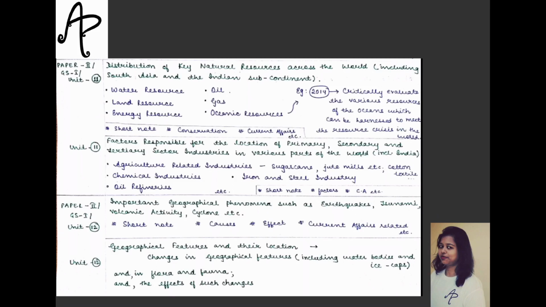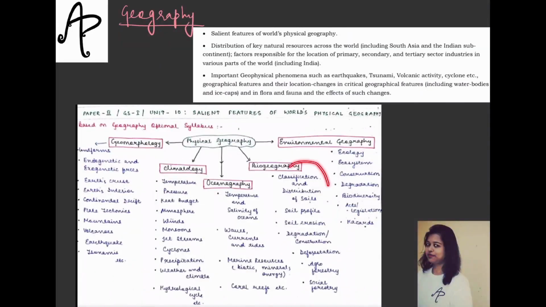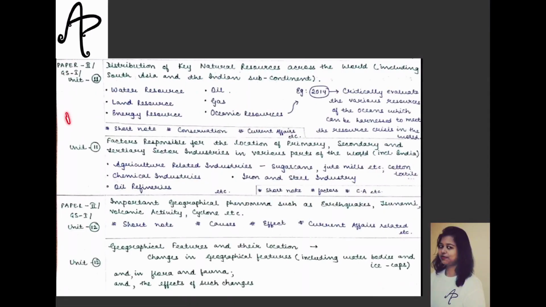I hope that's clear. So let's see what are the things that we can cover in resources. Distribution of key natural resources. For example, things like water resource, land resource, energy resource, उसी में फिर oil, gas, oceanic resource. ठीक है, इसमें soil वगैरह भी आ जाता है, but that you are already seeing here. Then, for example, natural vegetation and wildlife could also be covered here.